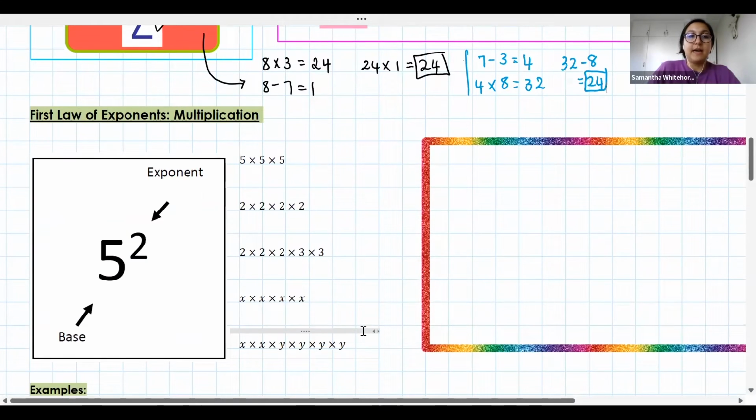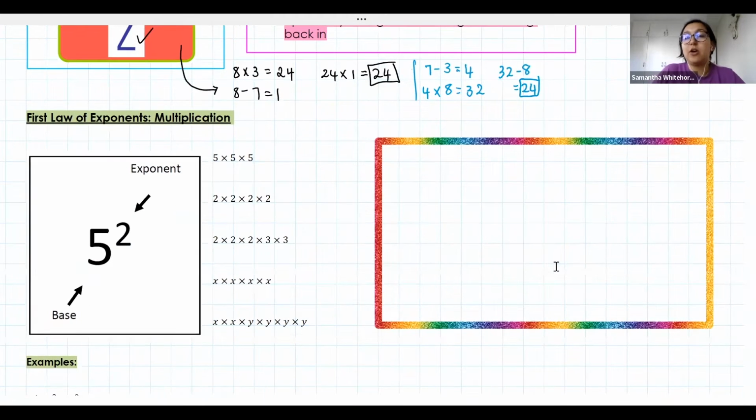What we're going to have a look at in these lessons is 3 laws of exponents and then 1 definition of exponents. Basically, what we're going to have a look at are 4 very important concepts that we need to work with when working with exponents.